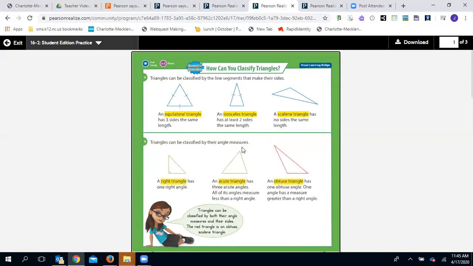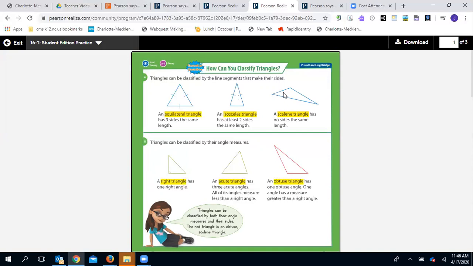And we can put these 2 together. So notice this equilateral triangle. Notice also it has 3 acute angles. Well, I can call this an acute equilateral triangle because it has all equal sides and 3 acute angles. Now this one right here, notice how again it has an acute angle here, an acute angle here, an acute angle here. Well, I can call this an acute isosceles triangle. Now look at this triangle right here. We know it's scalene because it has all different sides. But notice how it has an obtuse angle right here.